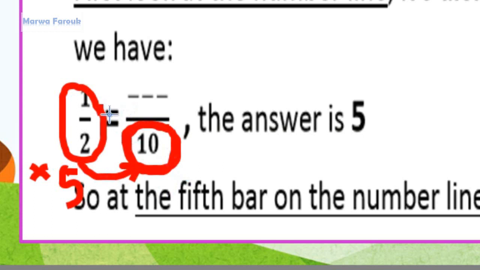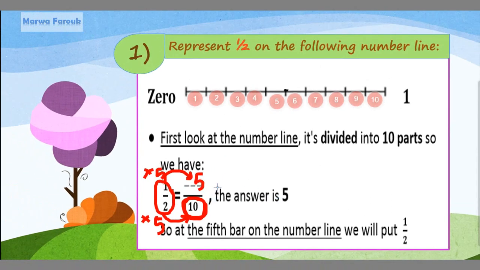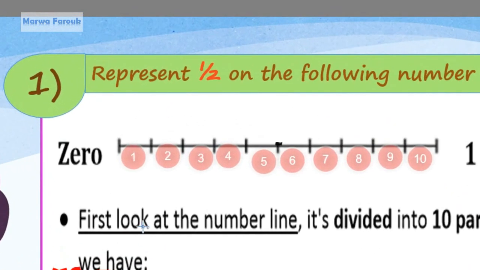Whatever I do to the bottom, I have to do to the top. So 1 times 5 equals 5. Excellent. So we got a new fraction which is 5/10. So I will look to the numerator here which is 5. So I will start from 0 and count 5. 1, 2, 3, 4, 5.